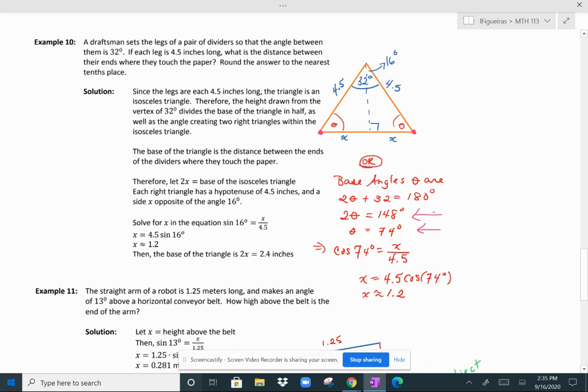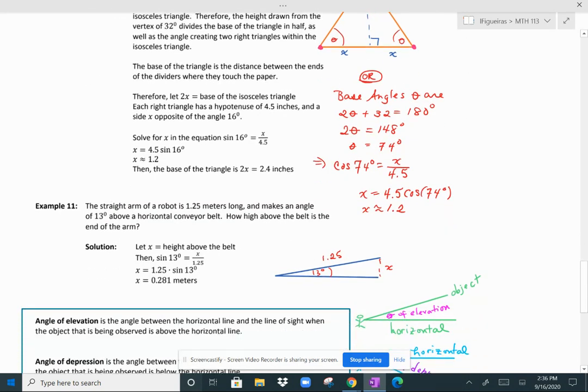So now if I use the 74 degrees, then I can use cosine. So the cosine of 74 degrees is adjacent over hypotenuse, which is x over 4.5. Multiply both sides by 4.5, I need to enter 4.5 times the cosine of 74 degrees into a calculator. I get the same x value I did before. You double it and you still get the same answer. So either way would be fine.